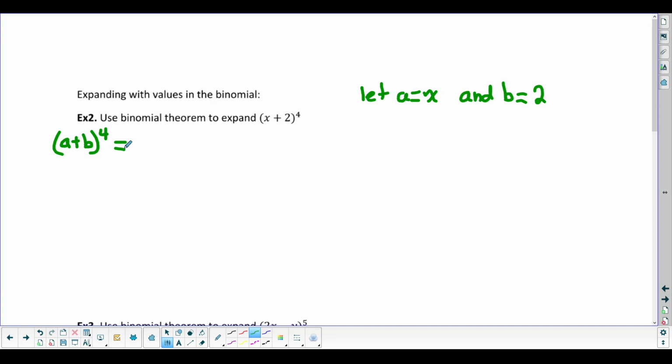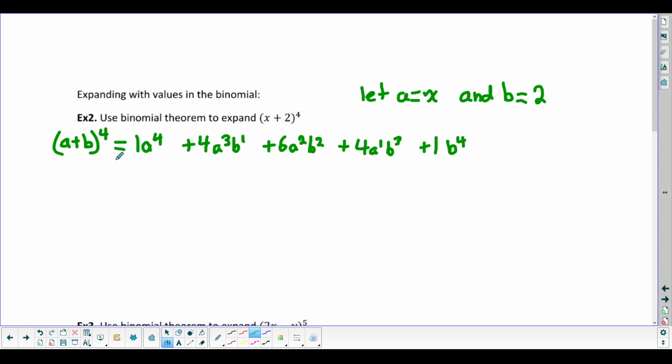Okay, so let's use our Pascal's triangle to do that. All right, so that's going to be 1 plus 4 plus 6 plus 4 plus 1, a to the power of 4, a to the power of 3, a to the power of 2, a to the power of 1, b to the 0, b to the 1, b to the power of 2, b to the power of 3, b to the power of 4. A good test as well, once again, is to remember that the sum of the exponents should always be n, right? So 4, 3 plus 1 is 4, 2 plus 2 is 4, 1 plus 3 is 4, and 4.